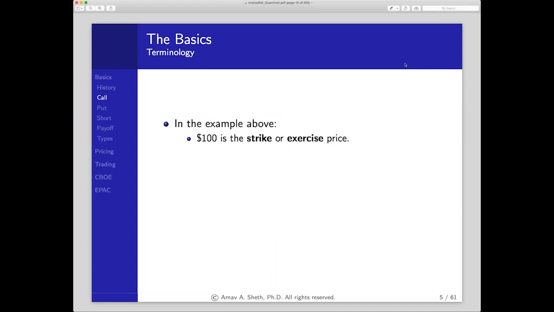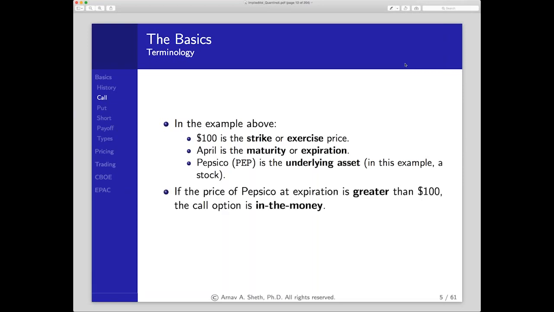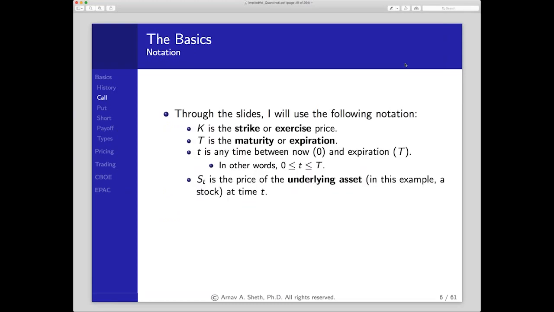So just a brief slide on terminology. 100 in the example above was the strike or exercise price. April was maturity or expiration. PepsiCo is what we call the underlying asset, or sometimes simply just the underlying. And if the price of PepsiCo at expiration is greater than 100, the option is in the money. And if not, the option is out of the money.